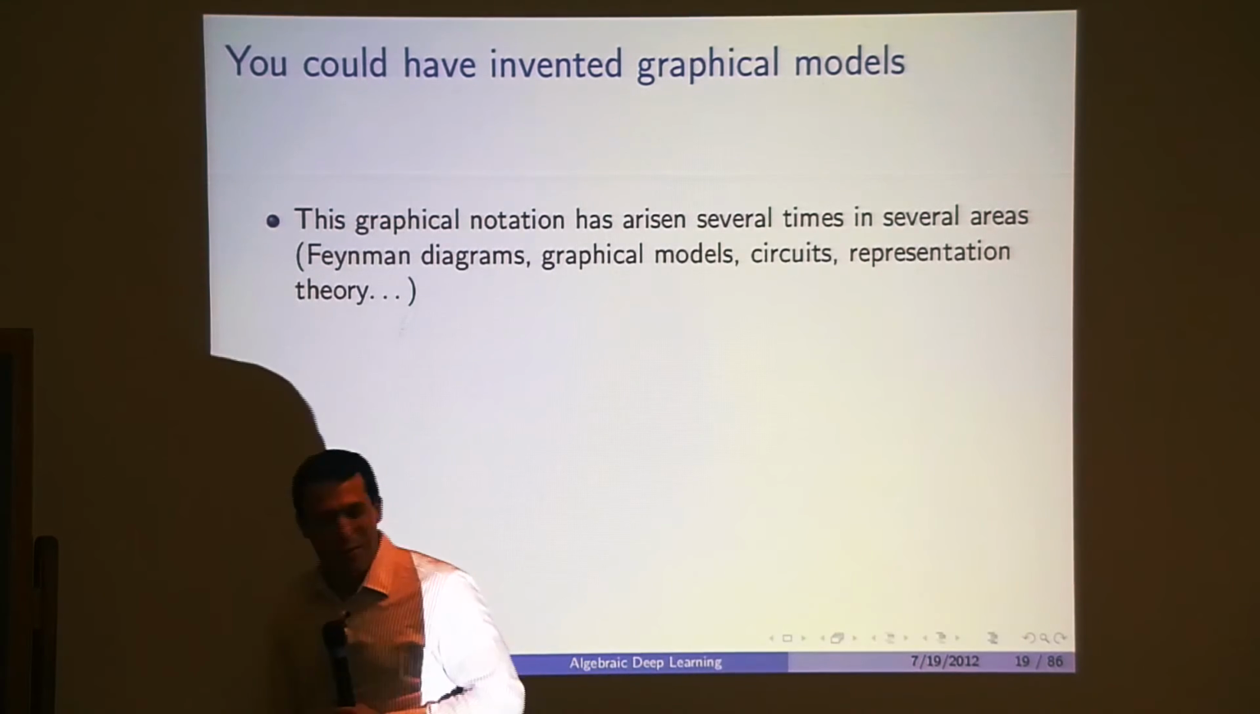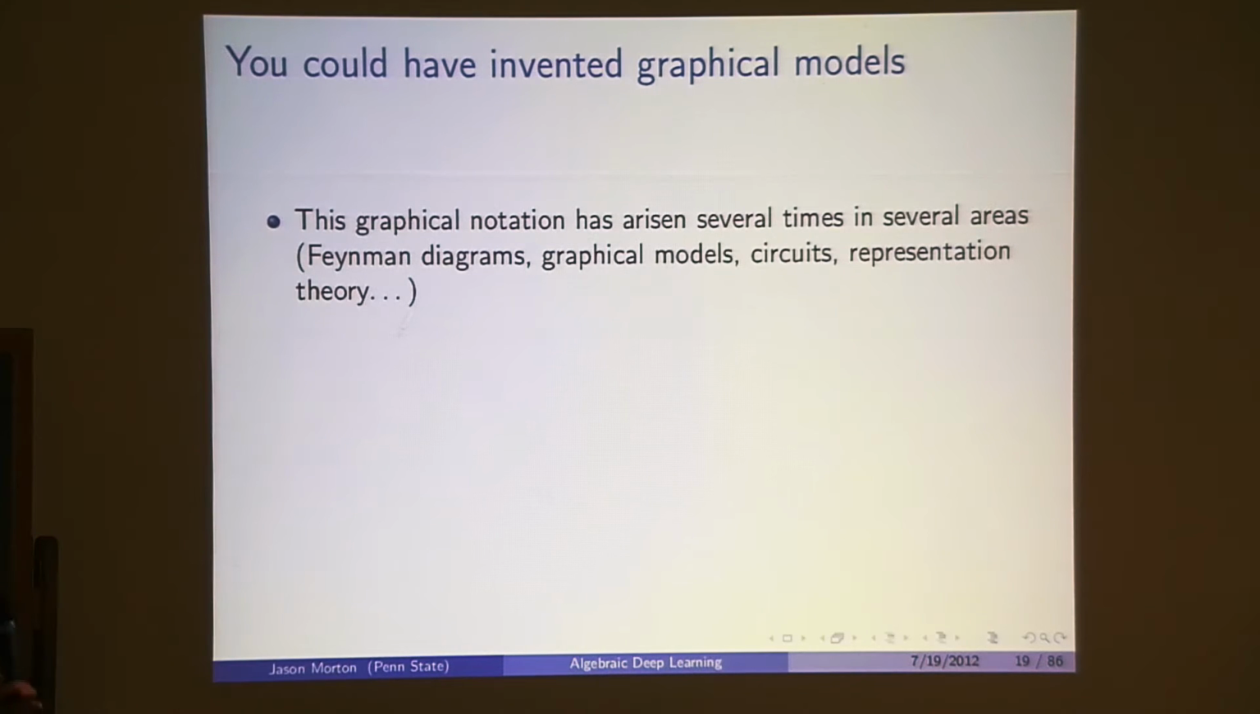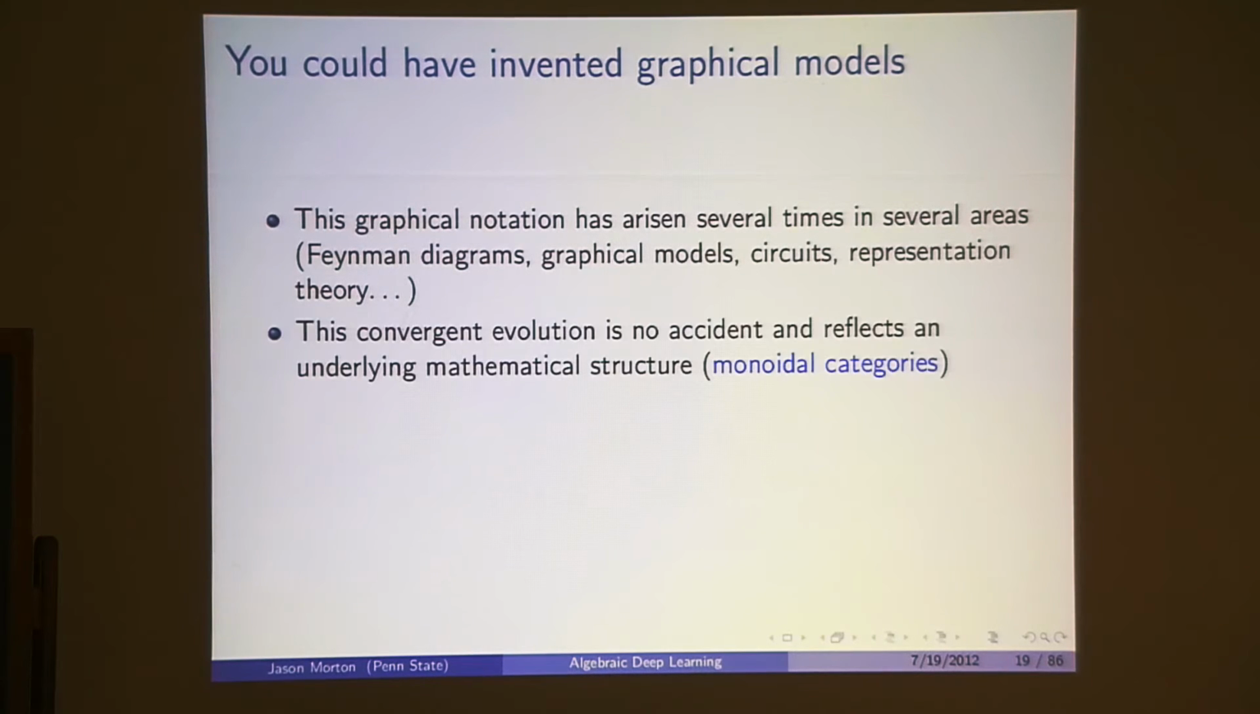Okay, so the one takeaway from this is that these mathematical objects are sort of canonical, and there's no way to avoid them. And so if you had thought about how to model probabilistic things with monoidal categories, or how to attach a diagram to a probabilistic notion, you could have invented graphical models. And many people did invent variations on this thing, such as Feynman diagrams, graphical models, circuits, quivers, and representation theory, and things like that.